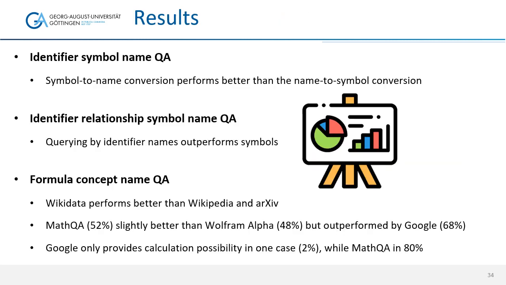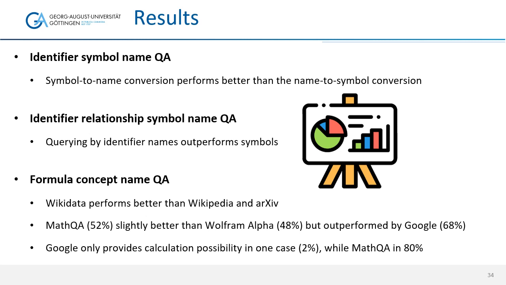I now summarize our results. In the identifier symbol name question answering, the symbol to name conversion performs better than the name to symbol conversion. In the identifier relationship symbol name question answering, querying by identifier names outperforms querying by identifier symbols. In the formula concept name question answering, Wikidata performs better than Wikipedia and the archive indices.